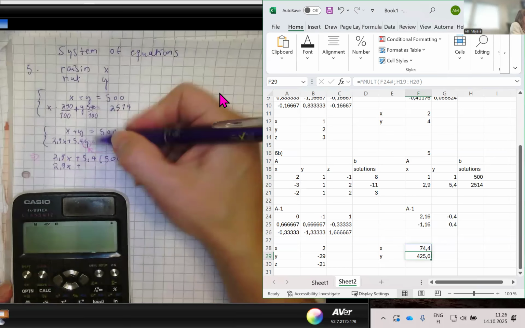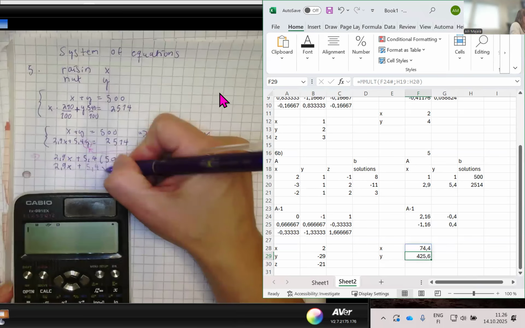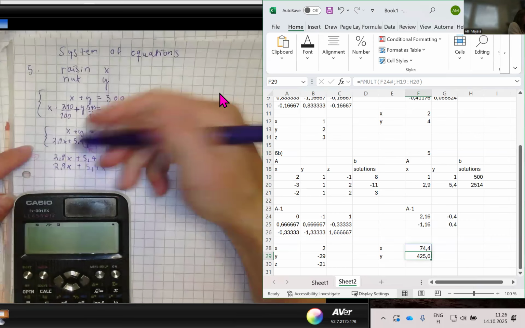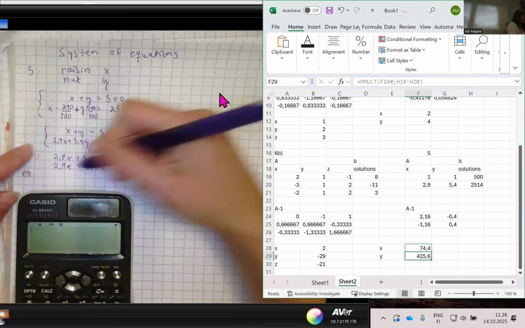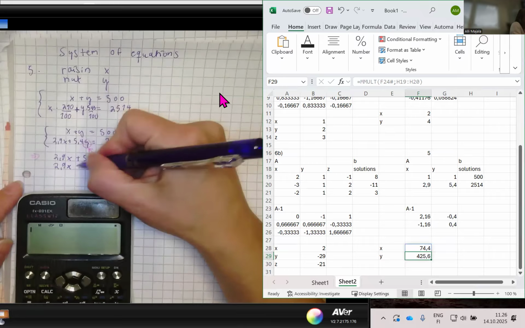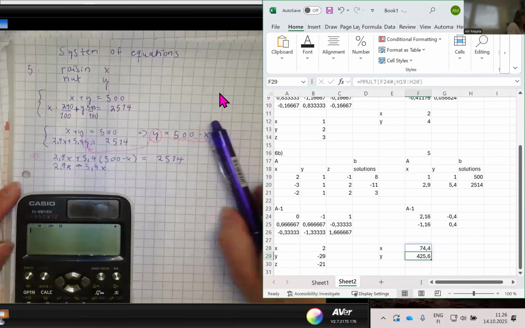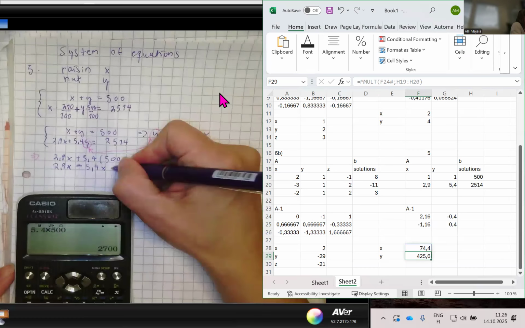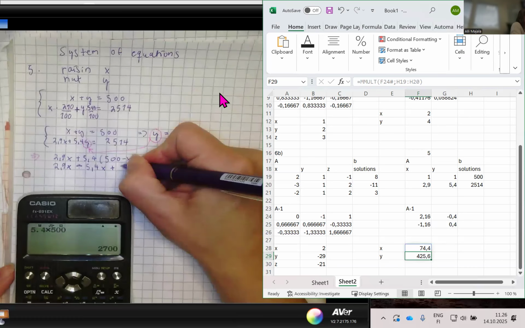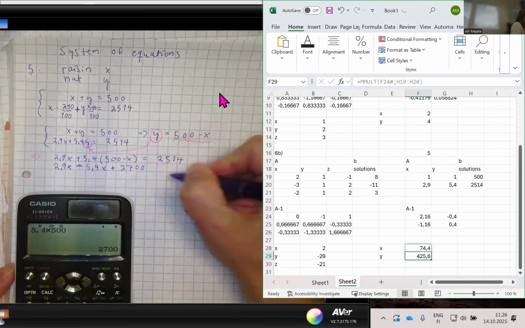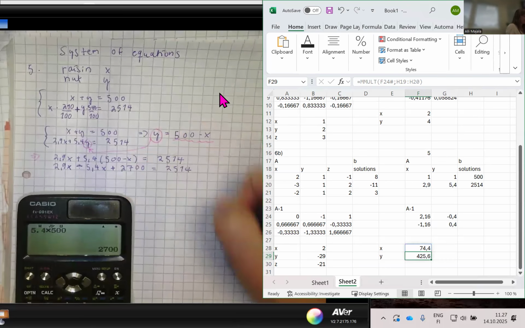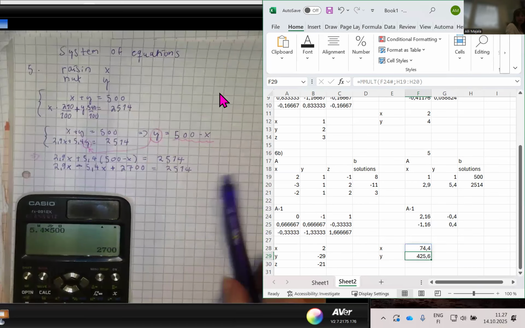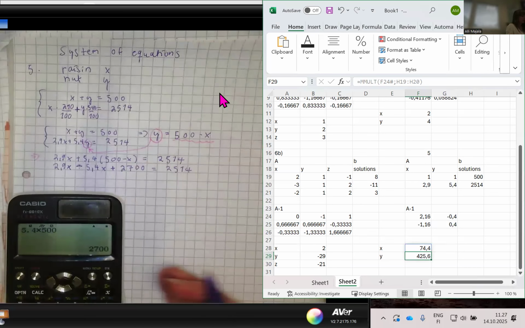So of course I get here 5.4x minus 5.4x because there's a minus sign. But then if I do 5.4 times 500, yes, I didn't calculate it in my head, but just with the calculator. And this would be 2,514. And then I just solve this with the normal methods.